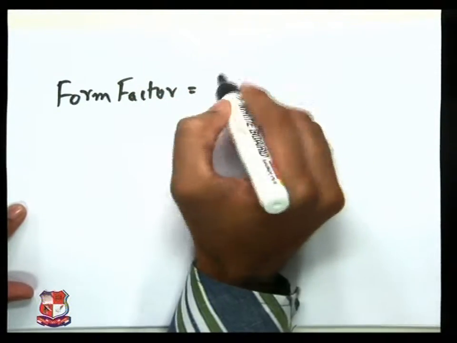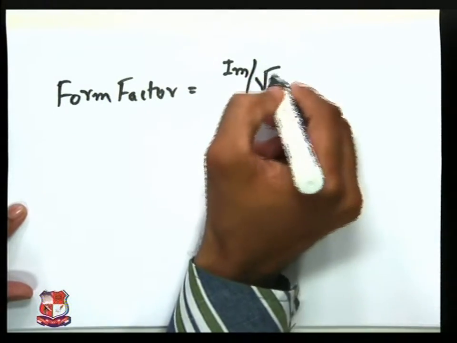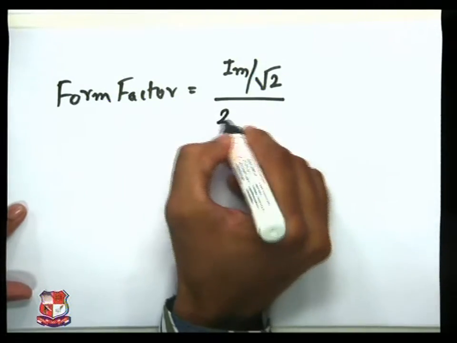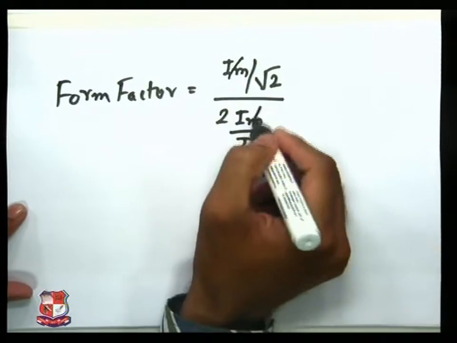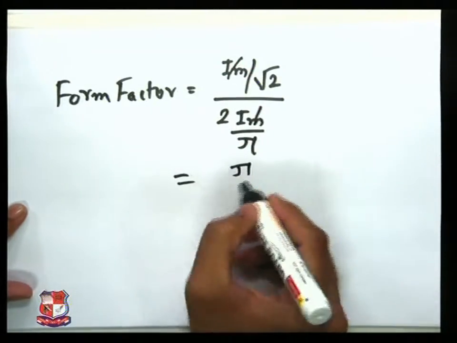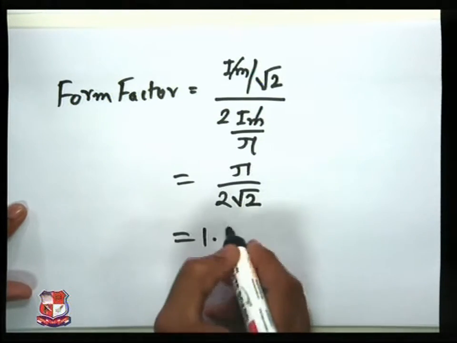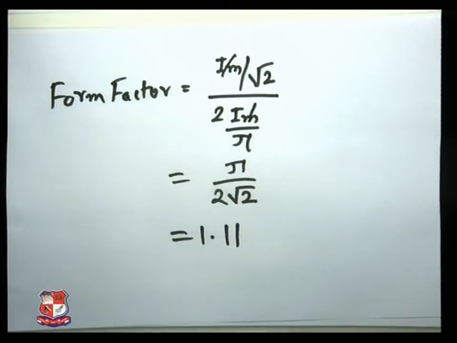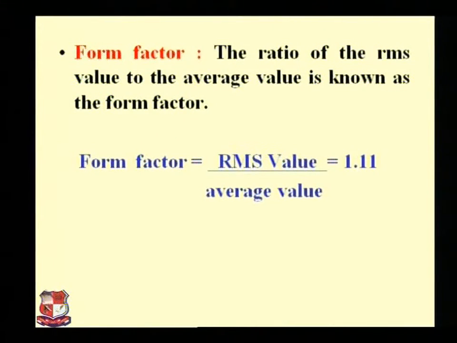The average value is 2Im upon pi. Im cancels, leaving pi upon 2 root 2. After solving this we get 1.11. So the value of form factor is 1.11, as seen in the PPTs.